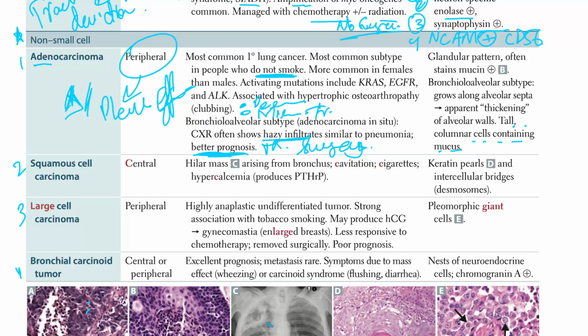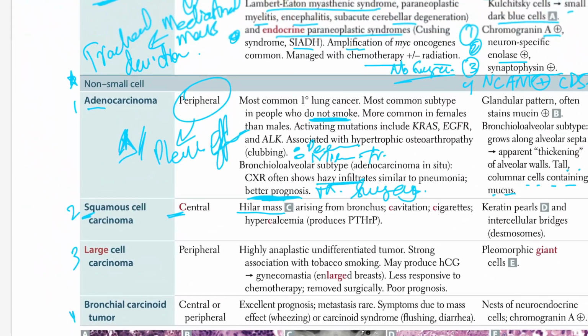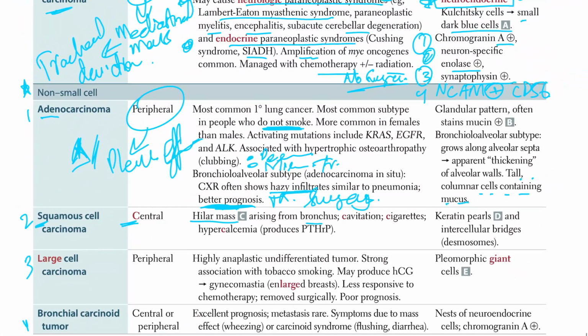Then we have squamous cell carcinoma, with a central hilar mass in picture C, and you can see the hilar mass here arising from the bronchus, with cavitation. It produces hypercalcemia through PTHrP, which is PTH-related peptide.